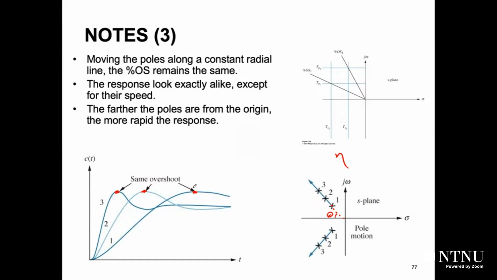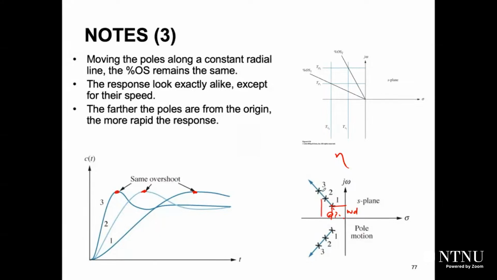But what will change here? The maximum overshoot will remain the same, so the responses look exactly alike except for their speed. The response is the same, but the speed will be different, right? We get the same maximum overshoot because zeta is the same. But when omega d increases for system 1, for example, we will have settling time and rise time.